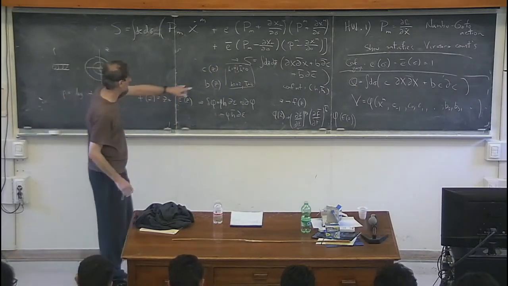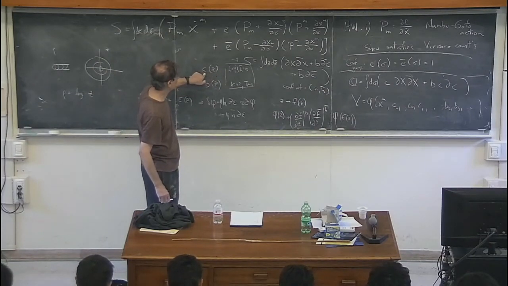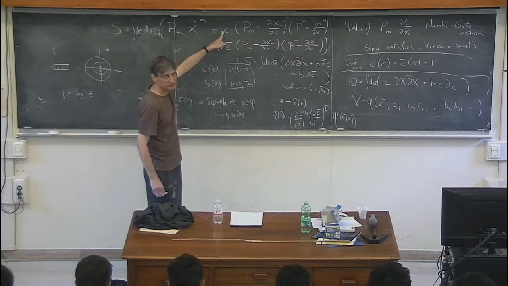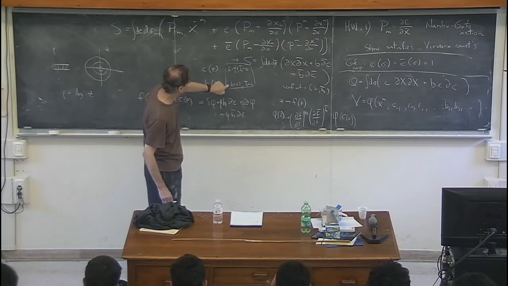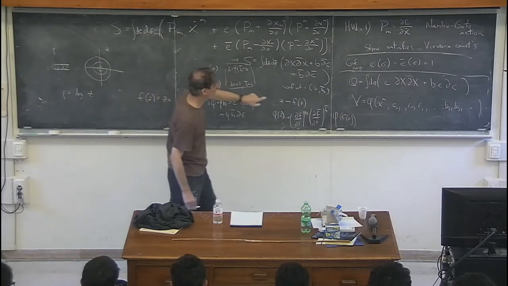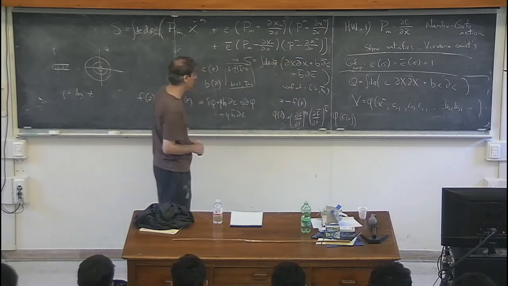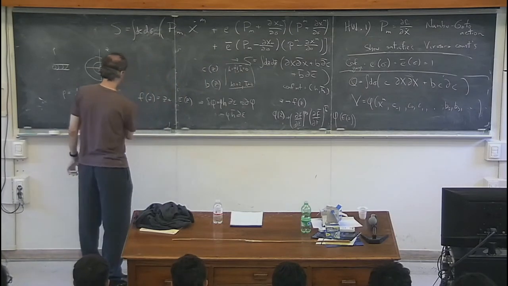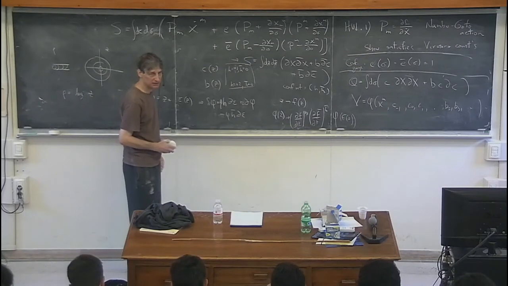Of course, I didn't tell you what B was here, but once you know the transformation of C, so I told you C comes from the transformation of E, once you know C, you know B, because you know that the sum of the two has to be h equal 1. That's for this action to be conformally invariant. So you can also read off for B. This is described in Polchinski in detail in Chapter 2.